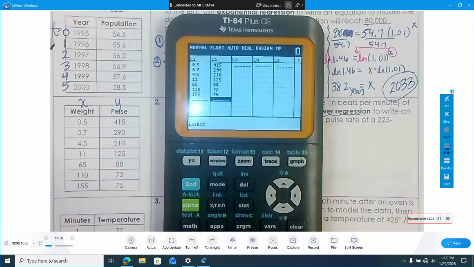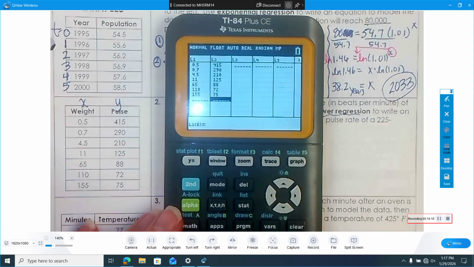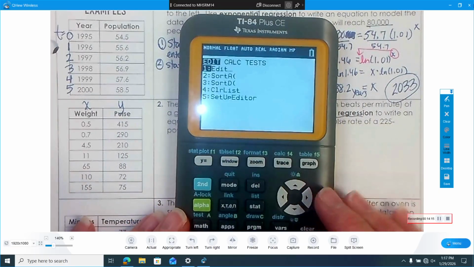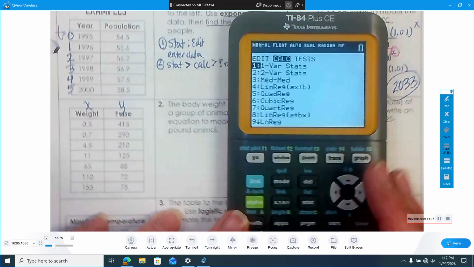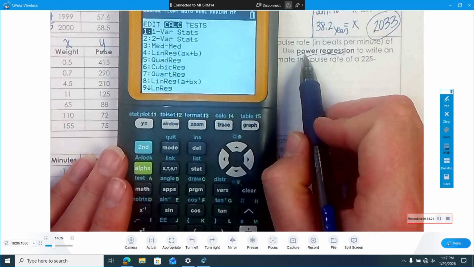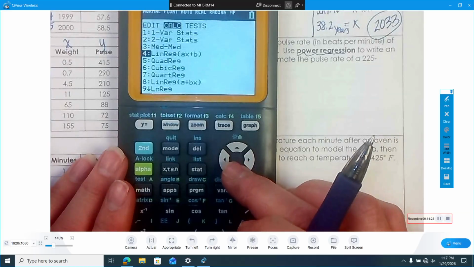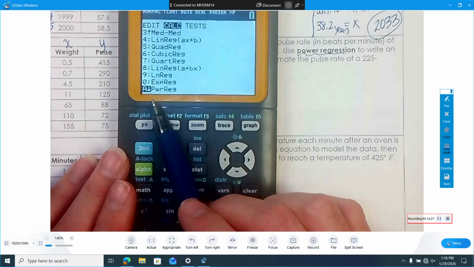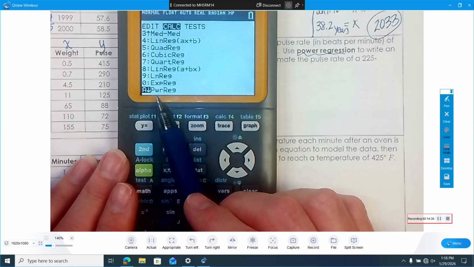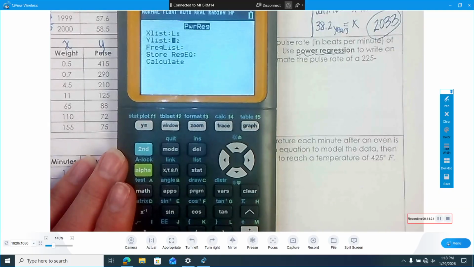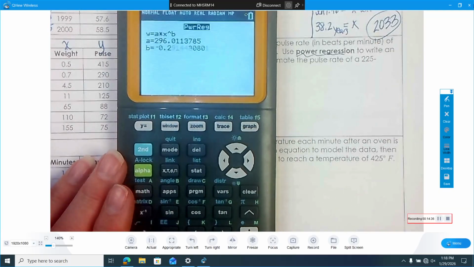Are you a genius? All right, did you get your list data in? You good? Okay, then what do we do? Stat, calculate, and we want power regression. This is a different one. It says use a power regression. It's letter A. Letter A is the power regression. And then enter, enter, enter, enter.